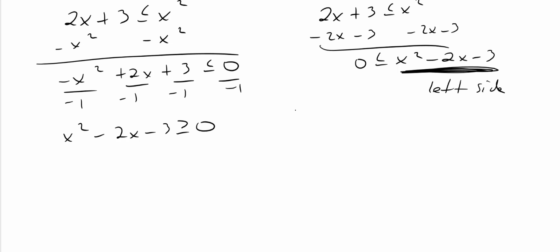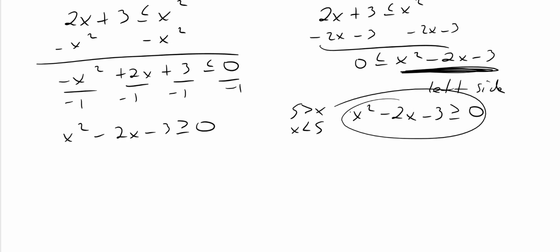Just like you don't leave anything like 5 is greater than x, you say, oh, x is less than 5, right? And notice the inequality is pointing to the 0. So if I rewrite this, it's x squared minus 2x minus 3. And see how it's pointing to 0? So I'll have it point to the 0. Okay? So I got the same thing here, guys.